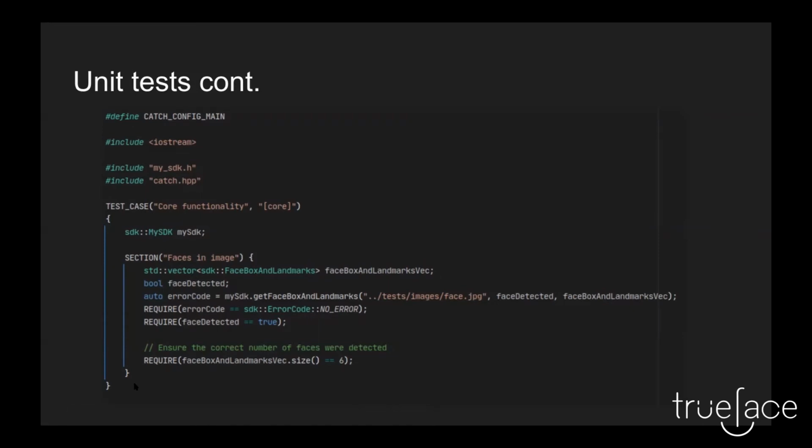We can then use macros such as REQUIRE to check our assertions. So in this code here, we're asserting that the number of faces detected in an image that I provided is equal to 6. I mean, we should really be checking other things to make sure the landmark detections are correct and that the bounding box locations are correct. But once again, this is all I could fit on the screen, so that's just what I'm showing for now.